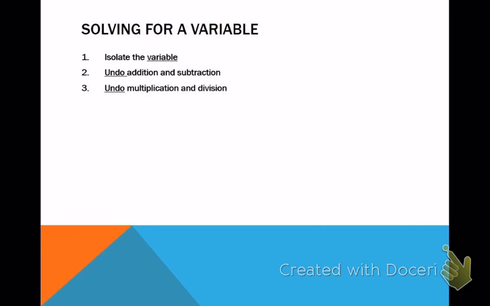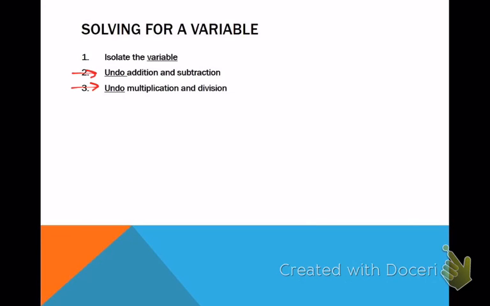Now, solving for a variable. We want to isolate the variable to solve for it. That's what we mean. And when we do that, it's going to be a very step-by-step process, right? After we find the variable that we want to isolate, then we want to undo our addition and subtraction first. Then we undo multiplication and division. And it needs to be that way every time. We have to undo addition and subtraction first, and then undo multiplication and division. It's almost like you're doing PEMDAS in reverse.